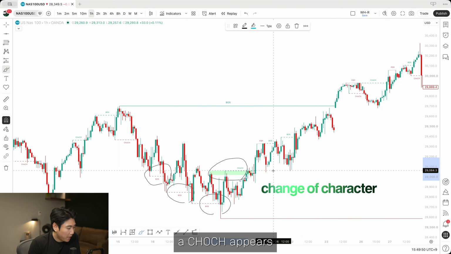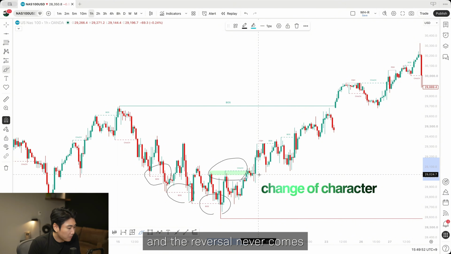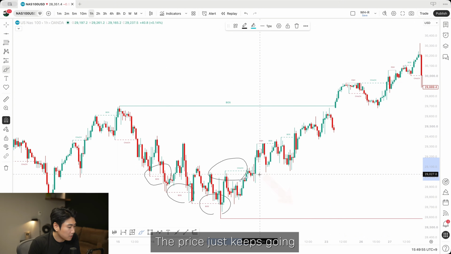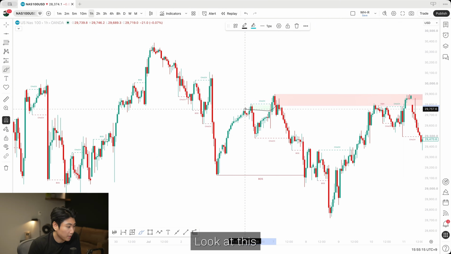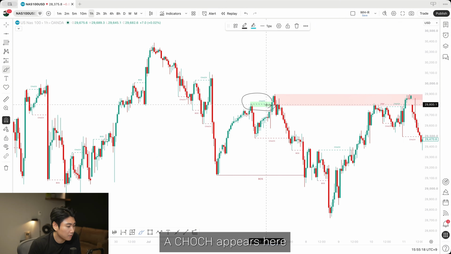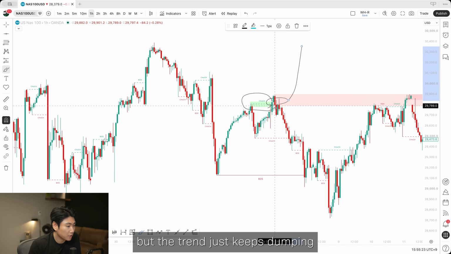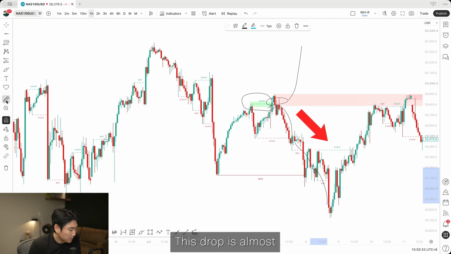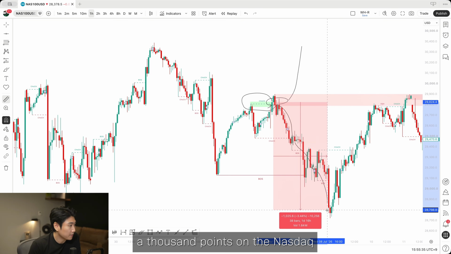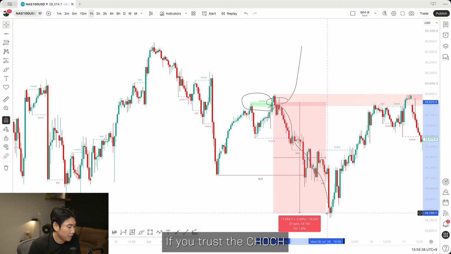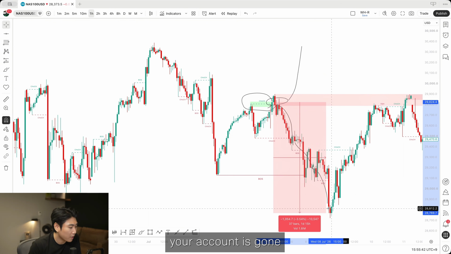A change of character appears and the reversal never comes. The price just keeps going. Look at this. A change of character appears here, you enter expecting a reversal, but the trend just keeps dumping. This drop is almost 1,000 points on the NASDAQ. If you trust the change of character and keep averaging down here, your account is gone.